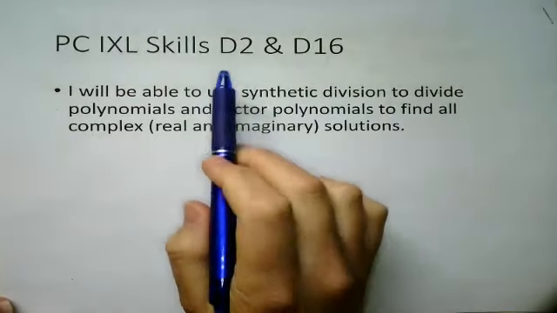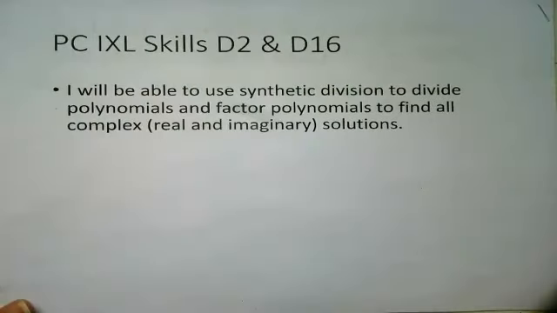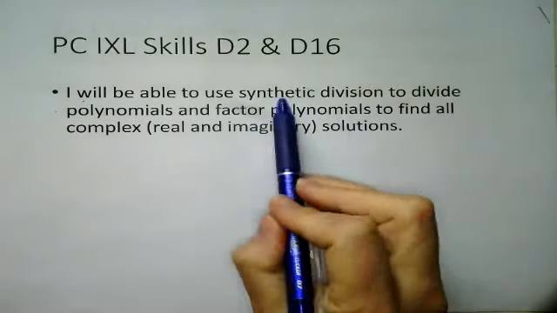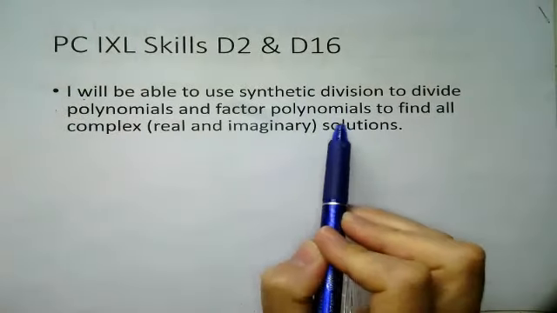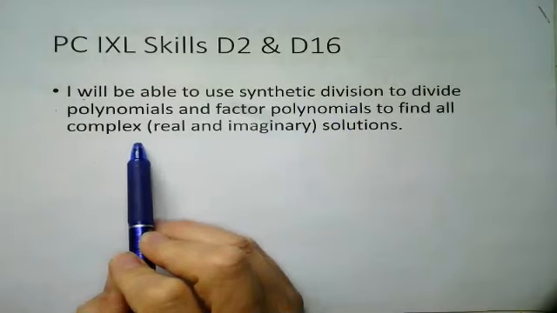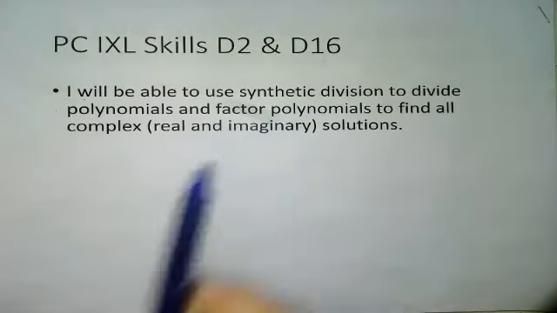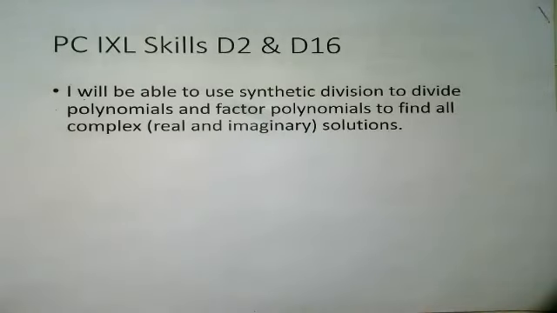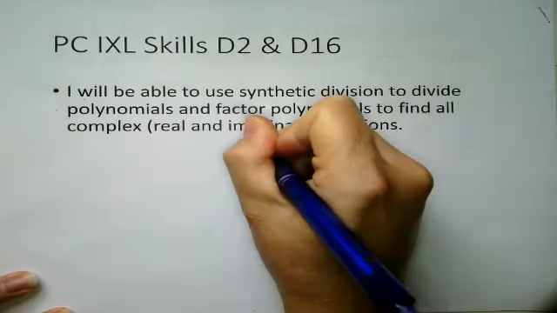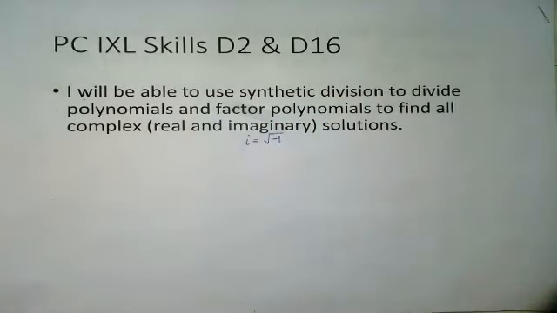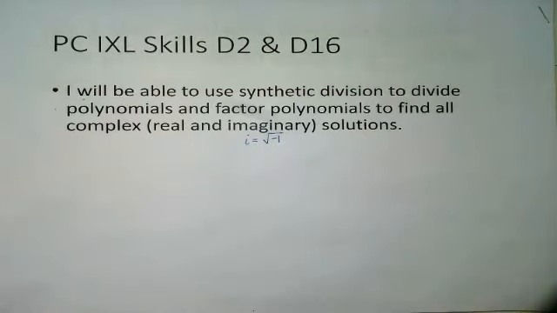This lesson is on Skills D2 and D16 in the Pre-Calculus IXL. We're going to be talking about synthetic division and factoring to find complex solutions. These complex solutions mean real solutions and imaginary solutions, so keep that in mind. I don't know if you remember our imaginary friend i, which is equal to the square root of -1. Anytime we have a negative underneath our radical, it's really a -1 and it escapes as i. So keep that in mind.